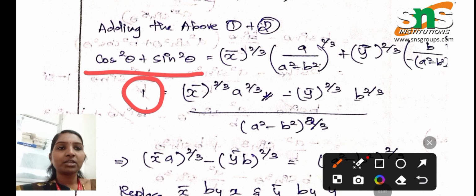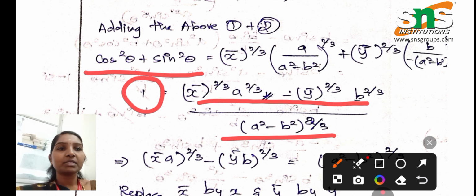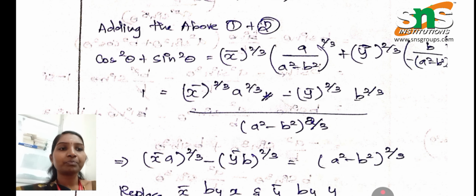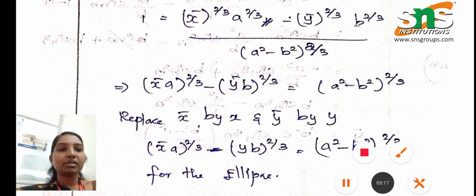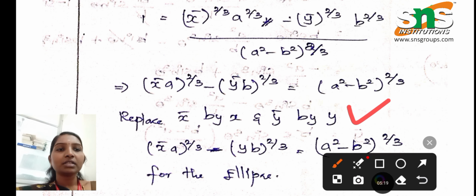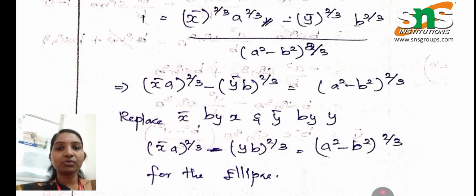And on simplifying, you will be having the same LCM, and the remaining terms are written in the above step in the numerator. So on simplifying it, we will have (x bar a) to the power 2 by 3 minus (y bar b) to the power 2 by 3 is equal to (a squared minus b squared) to the power 2 by 3. Now in the final step, we have to replace x bar by x and y bar by y, so that we will get the answer for the evolute of the ellipse. This is nothing but (x a) to the power 2 by 3 minus (y b) to the power 2 by 3 is equal to (a squared minus b squared) to the power 2 by 3, which is the equation of the evolute for the ellipse. So this is how we perform a problem to find the equation of the evolute for the given question. Thank you.